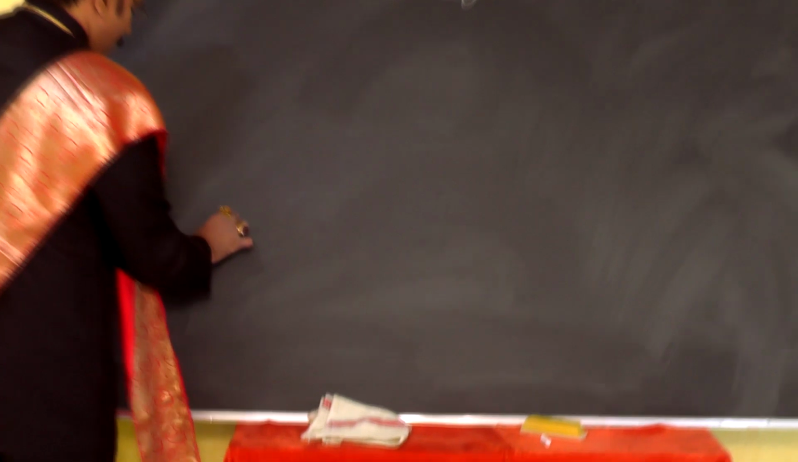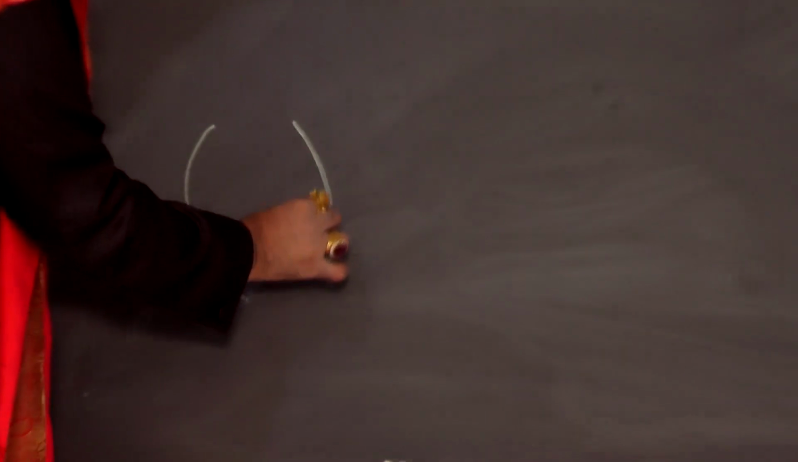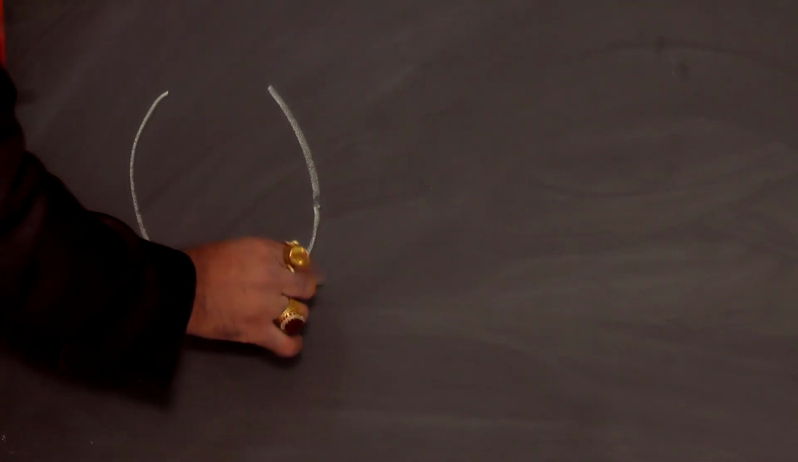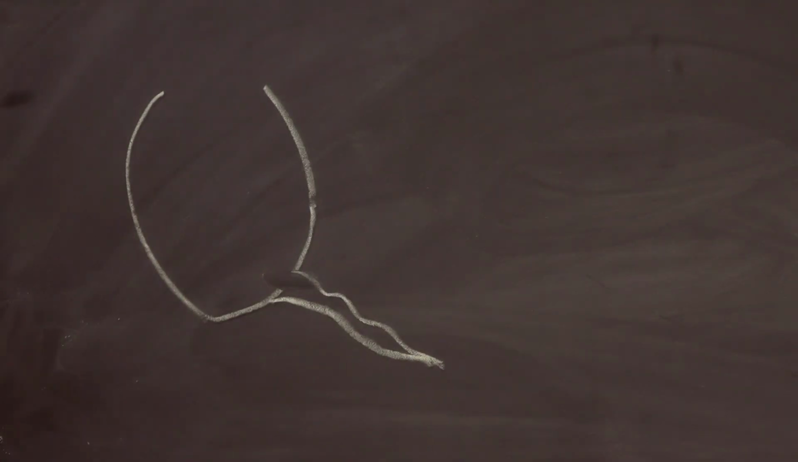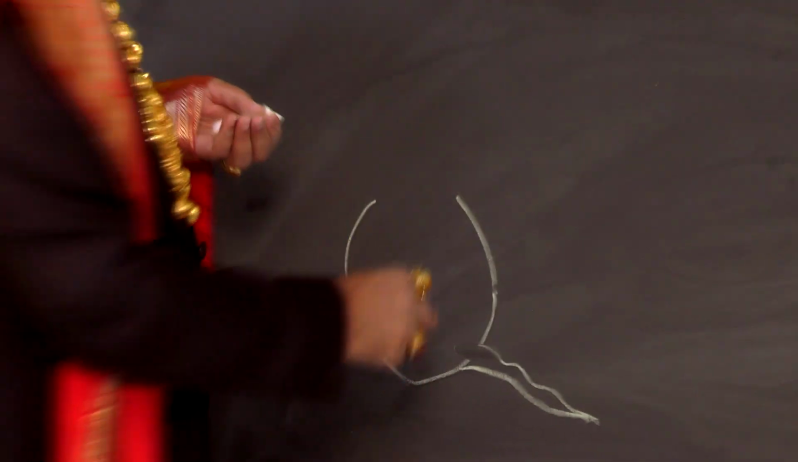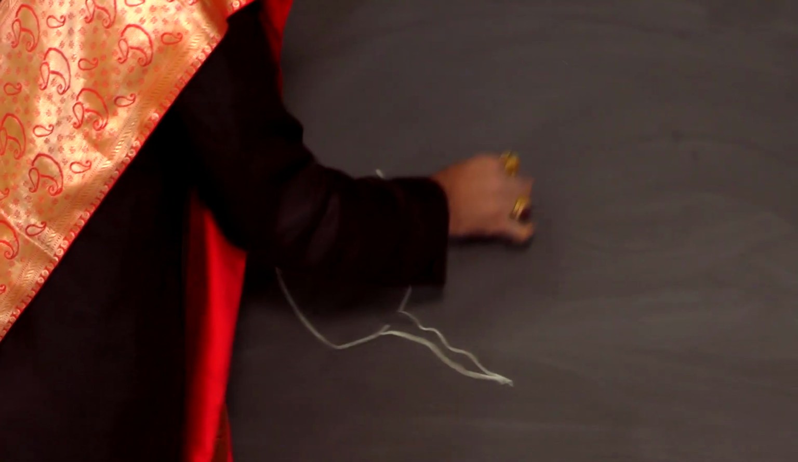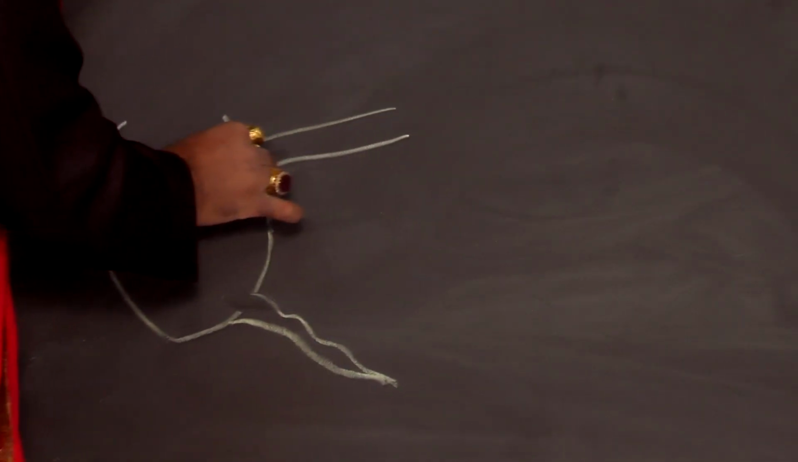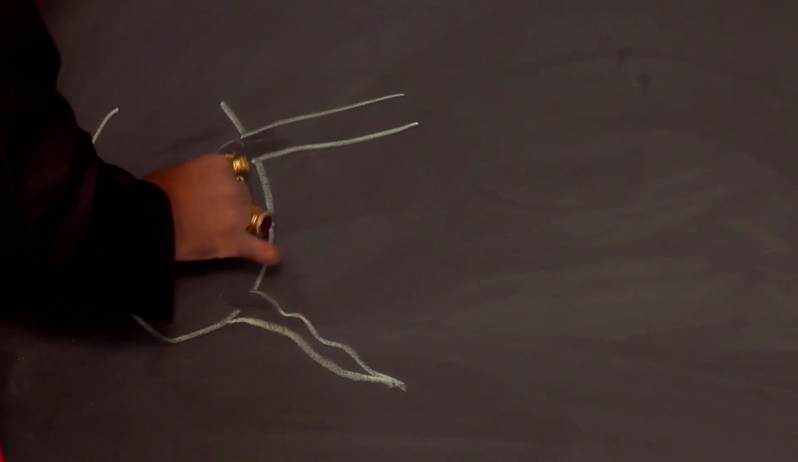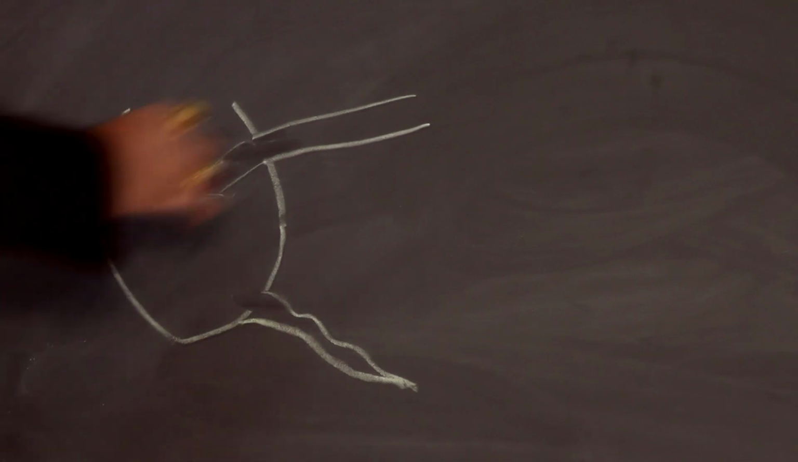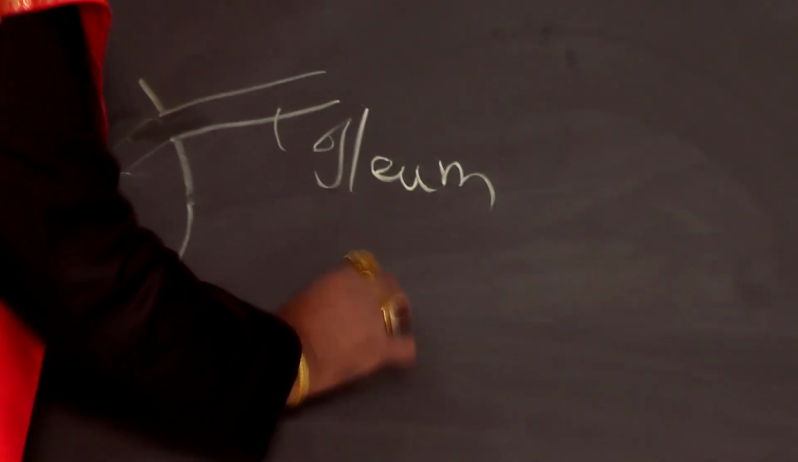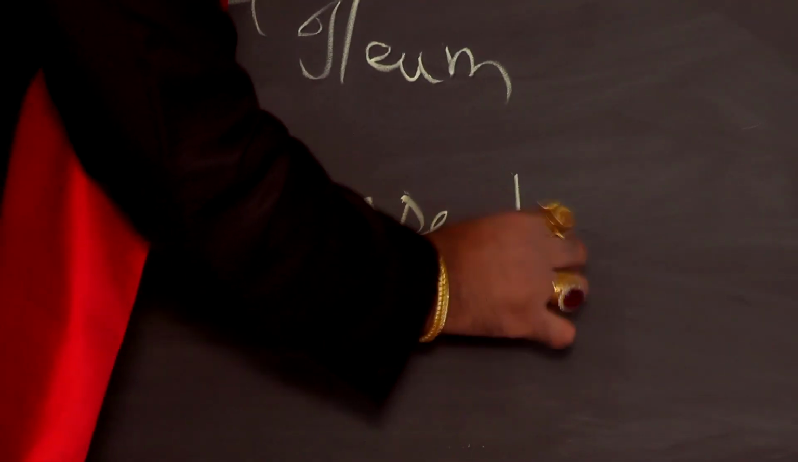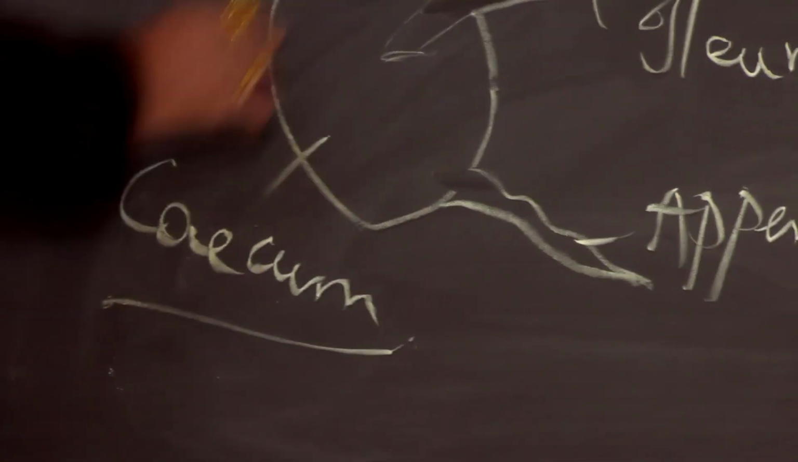Now if you see, we have here the cecum, which is a blind pouch. The posterior medial wall of the cecum shows the vermiform appendix. Into the cecum we have the opening of the ileum, the ileocecal orifice. This is the ileum, right? This is the appendix. Here we have the cecum, which is nothing but a blind pouch.